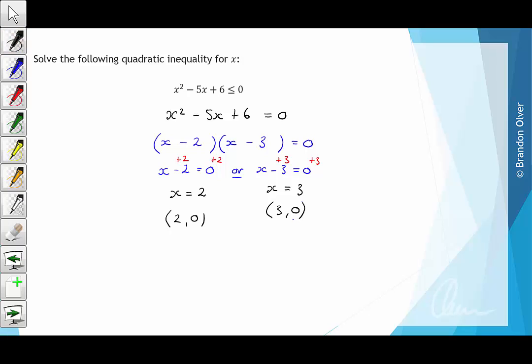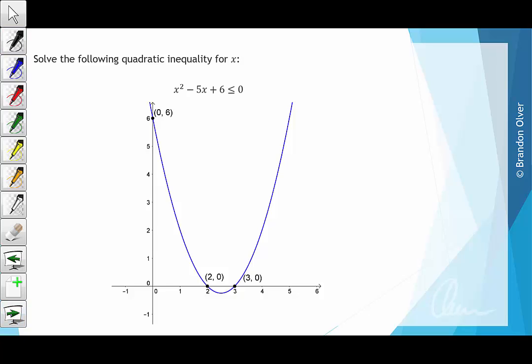So step 2 is then to graph the quadratic and then inspect it for when it is, in this case, less than 0. So here's a computer generated graph of x squared minus 5x plus 6 is less than 0. And we can see that the coordinates of the x-intercepts are already in there. So we just need to look at when the graph of the parabola is less than 0 or equal to it. And you can see that it occurs down here.